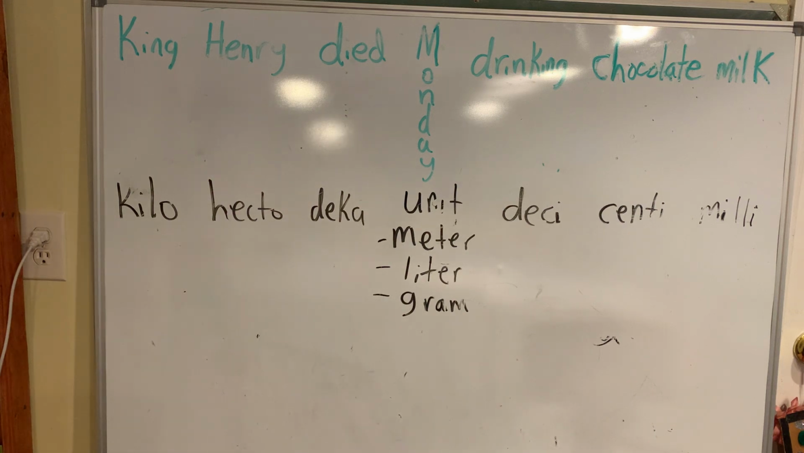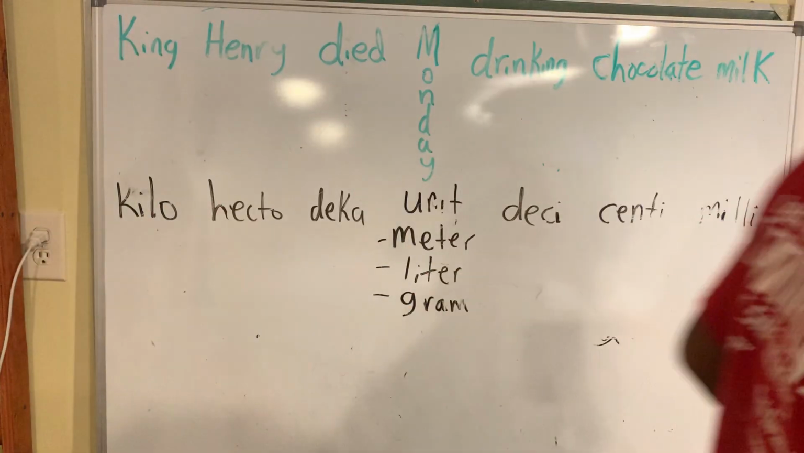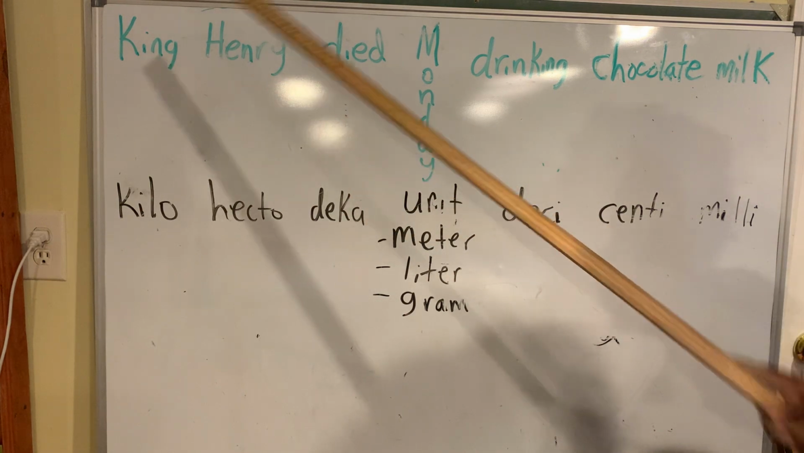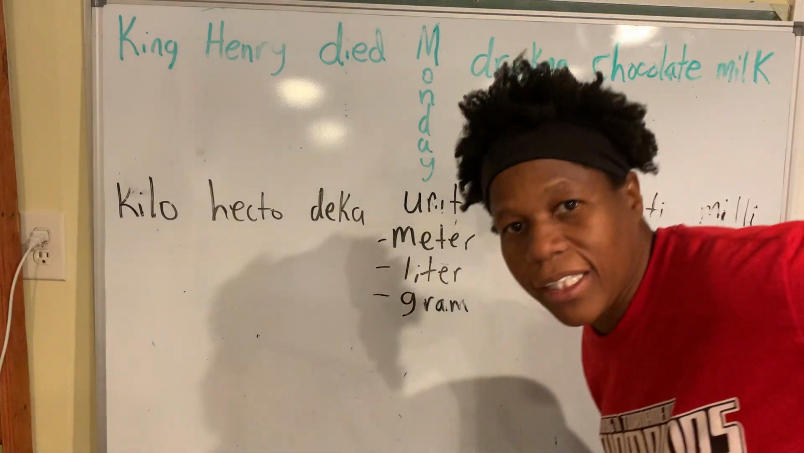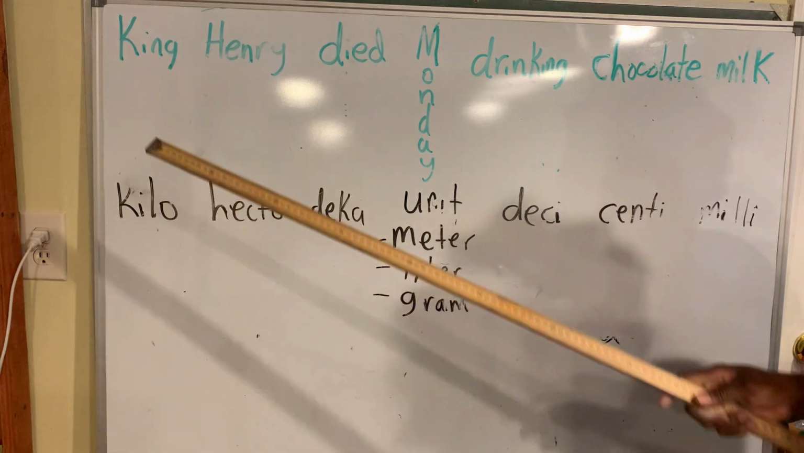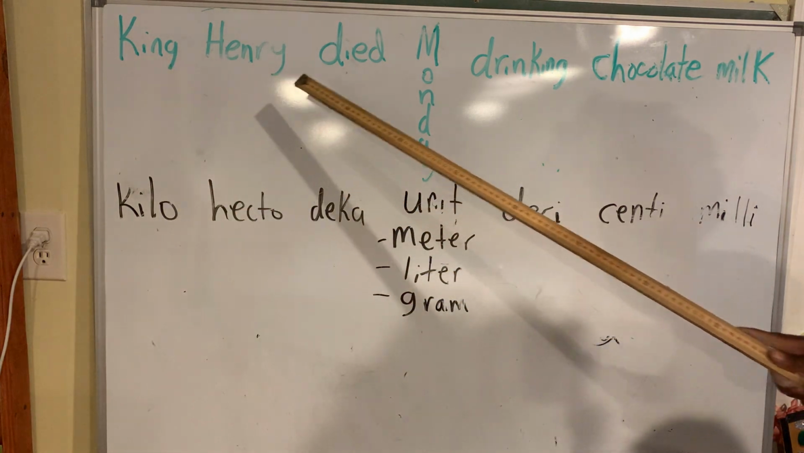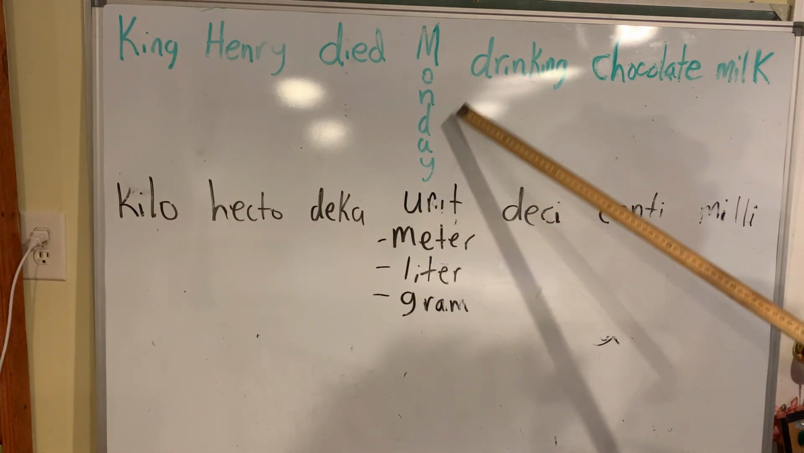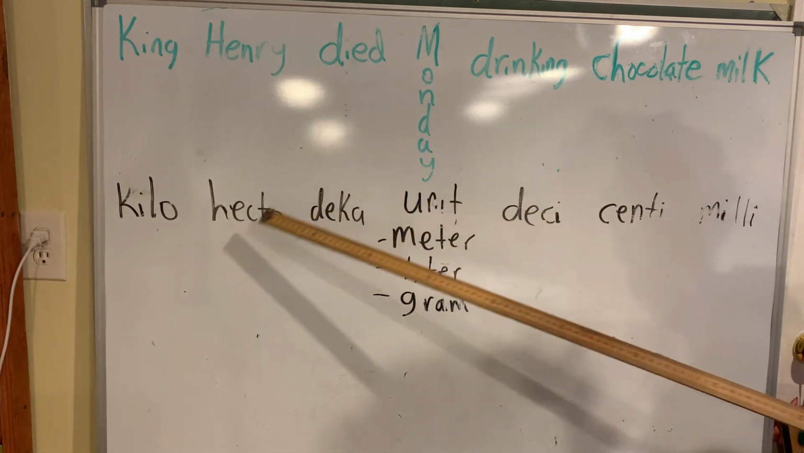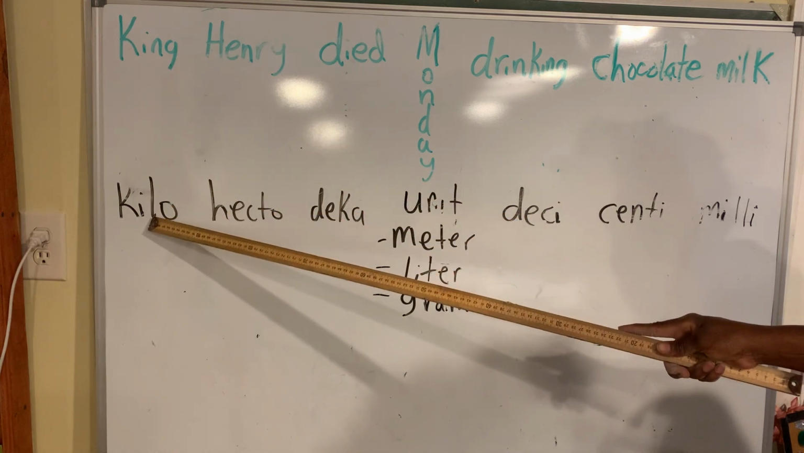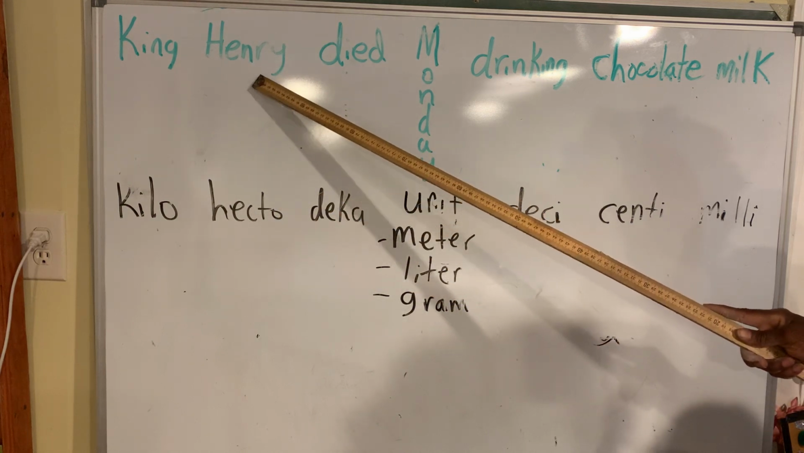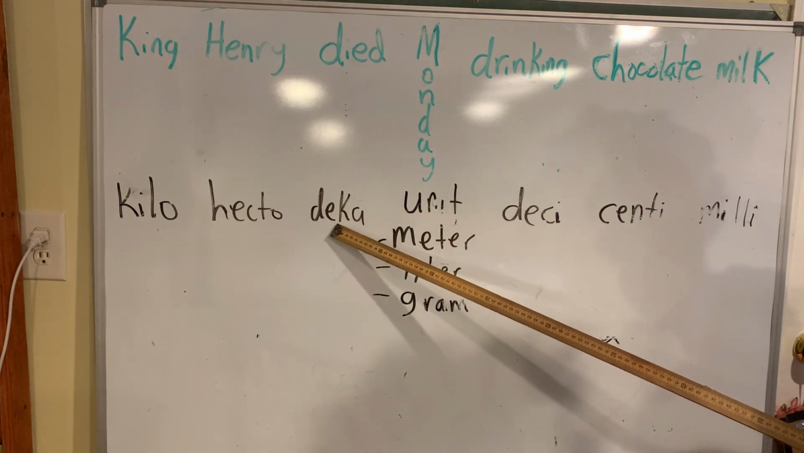Okay. So anyway, if you look here, this right here is our saying. We have a little silly saying to help you remember the order of the prefixes. It goes: King Henry died Monday drinking chocolate milk. So this saying is supposed to help you remember. King goes for kilo. Hecto goes for Henry. Deca goes for died.